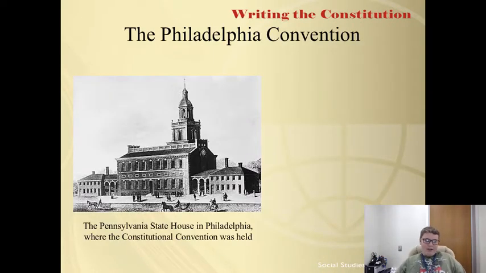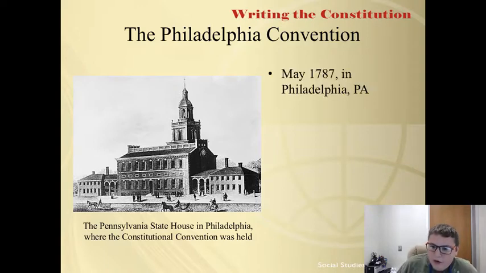The Philadelphia Convention. At the start of the Philadelphia Convention, May 25, 1787, 55 delegates from 12 of the 13 states began considering the revision of the Articles of Confederation.